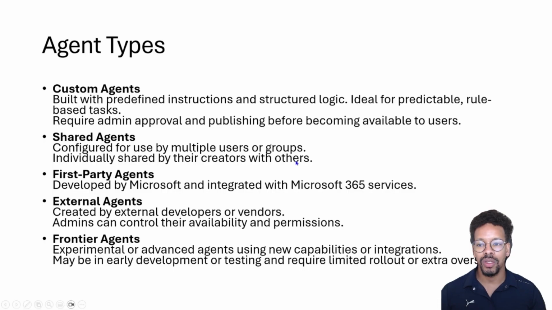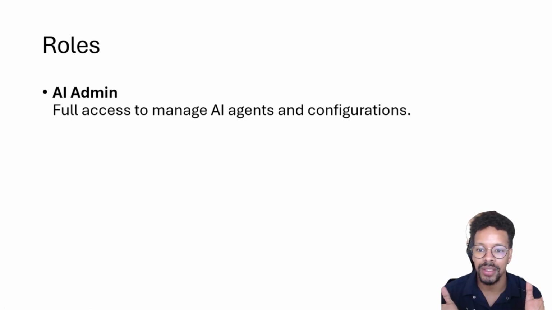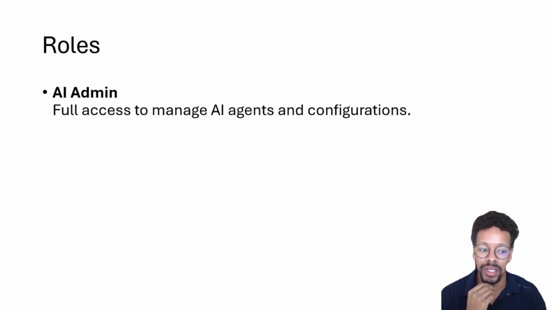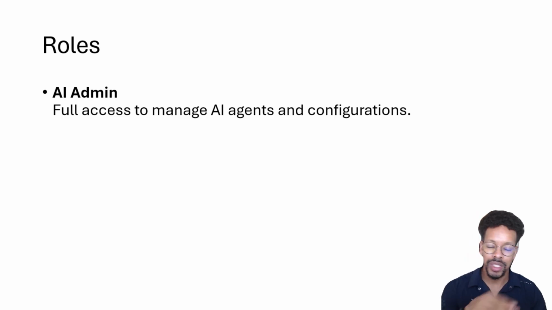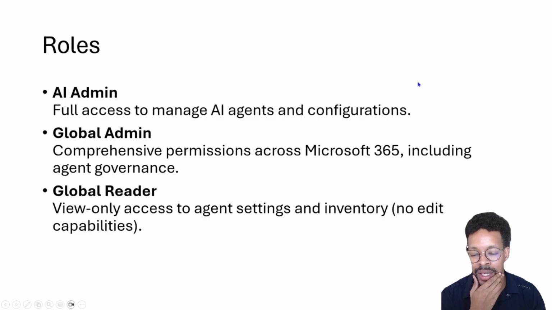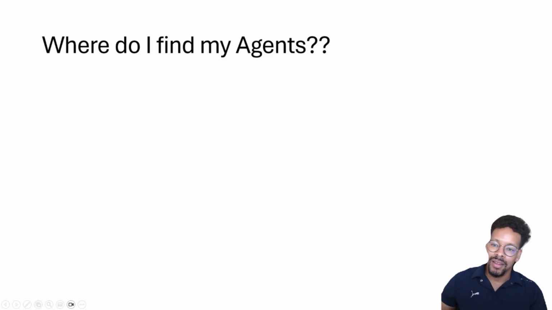So let's look at the next thing, roles. The AI admin role gives you access to actually manage the agents, the configurations, and it gives you access to the Copilot control where you can see the different usages, and you can also see the dashboards. Global admin, it is what it is, gives you permission across everything here, including agent governance. And global reader, view only access to agent settings and inventory. So no editing capabilities. And this we already covered.